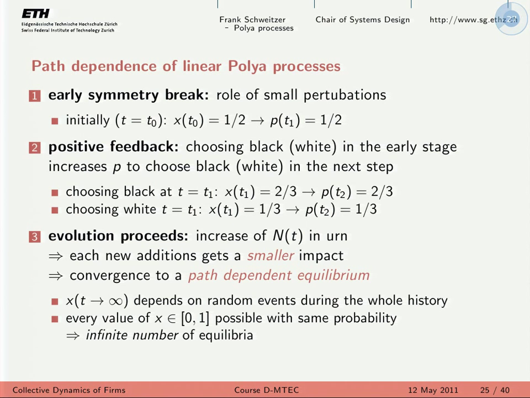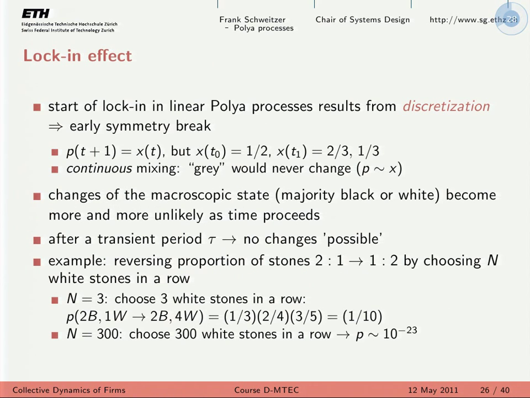I can skip this slide because we just talked about this, right? So, it converges to a path-dependent equilibrium. What value we have at the very end depends on the sequence of how we got there. And every new addition to the urn generates a smaller and smaller impact. Yeah? That is the message of this slide here. So, okay. We can also skip this slide because we already discussed this.